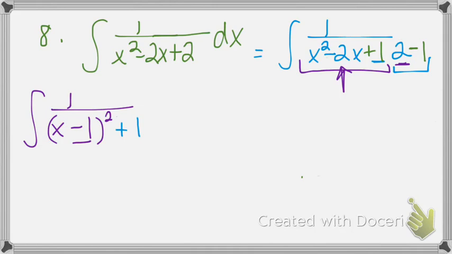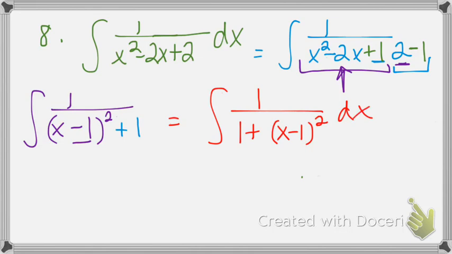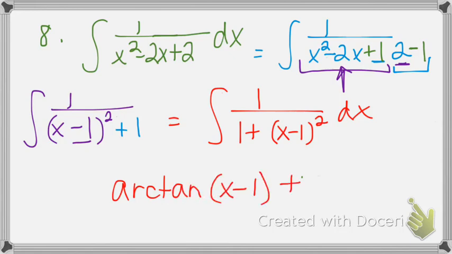Now, this problem looks like an arctan problem. The 1 and the x minus 1 squared are switched, but it's the same thing. If you want to rewrite it as 1 over 1 plus x minus 1 squared like that, you're welcome to. Now it looks like 1 plus something squared. So the answer here is arctangent of x minus 1. The derivative of x minus 1 is 1, so I don't have to use substitution or divide.